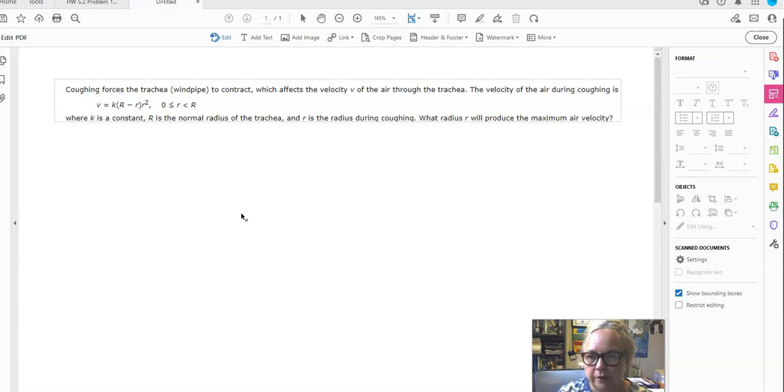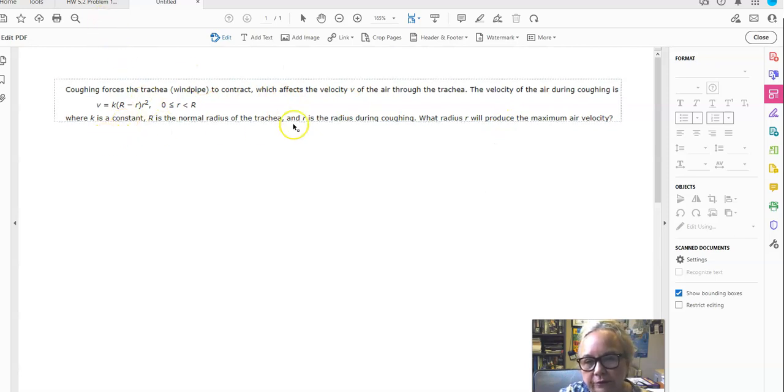Let's read the problem. Coughing forces the trachea to contract, which affects the velocity v of the air through the trachea. The velocity of the air is given by the formula, where k is a constant, capital R is the normal radius of the trachea, and lowercase r is the radius during coughing. So you can see that the radius during coughing can reduce to 0, but cannot exceed the capital R. What radius r will produce the maximum air velocity?